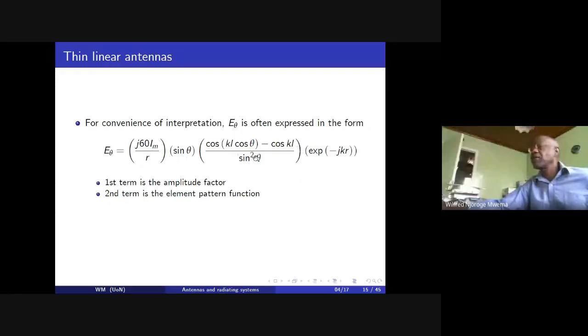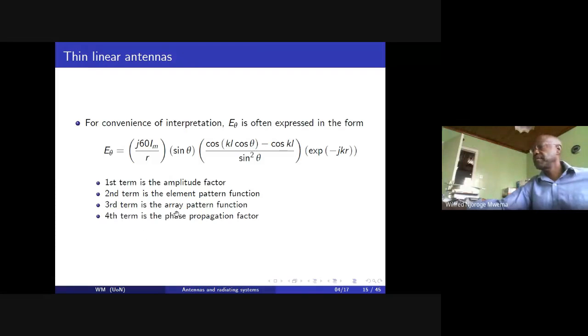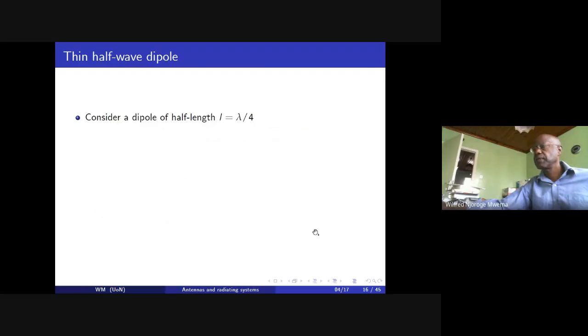And therefore, this we shall call later the array factor when we look at antenna arrays. So the third pattern, of course, is the array pattern, or the E-plane pattern function. And the first term is, of course, the usual propagation or phase propagation factor for the plane wave, or for the propagating waves. So the most important dipole that you'll get in practical use is what we call the half-wave dipole. That is, the half length L is equal to quarter lambda.